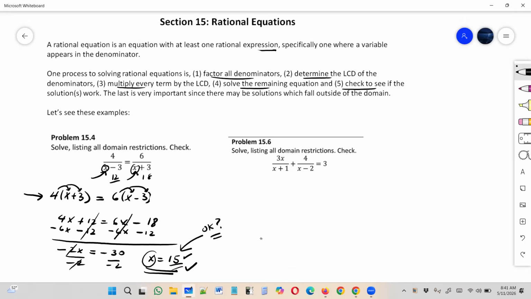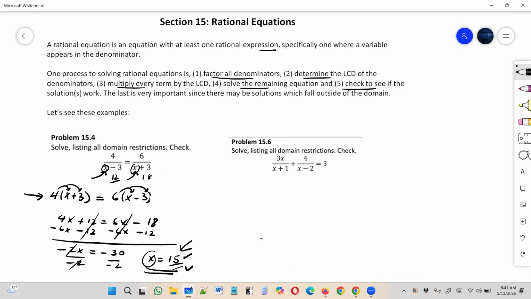If the 15 produced a 0 as your denominator, you would have to write no solution, because that's the only possible value we have. But that's not the case. So this is how we solve these rational equations.